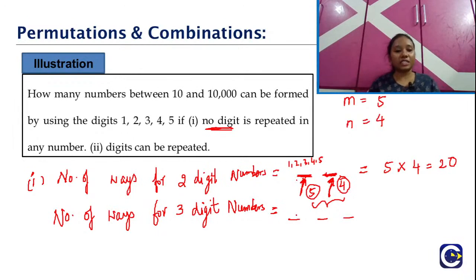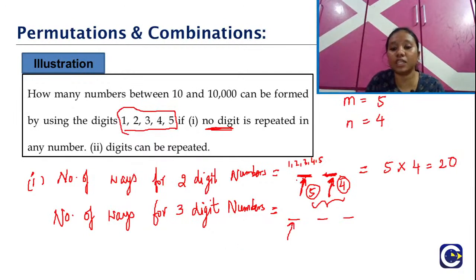So here how many digits are we having? 1, 2, 3, 4 and 5. So in total 5 digits. So in our hundreds place, how many outcomes are possible here? 5. So again, in the first case, no digit is repeated. So here 5 chances.